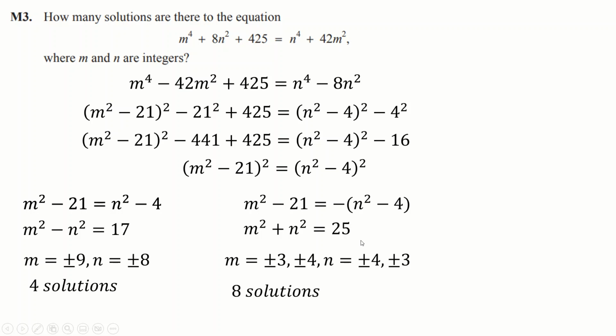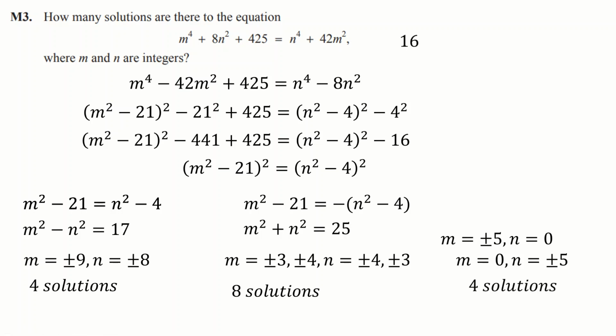And finally, the solutions I missed when I was originally doing this: it says they're integers, it doesn't say anywhere they can't be 0. So m is 5, n is 0, or m is minus 5, n is 0, or the other way around. And there's 1, 2, using plus and minus, 3, 4 solutions here to make 16 in total.